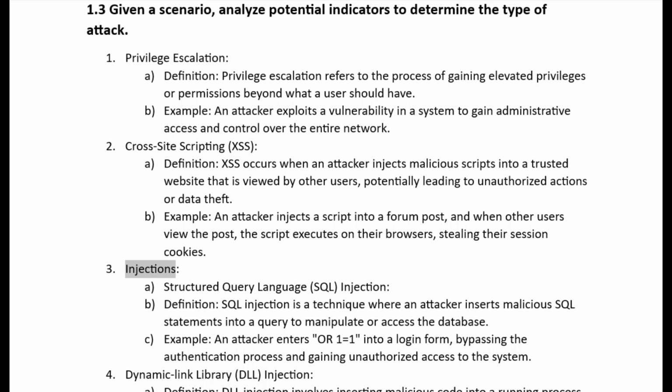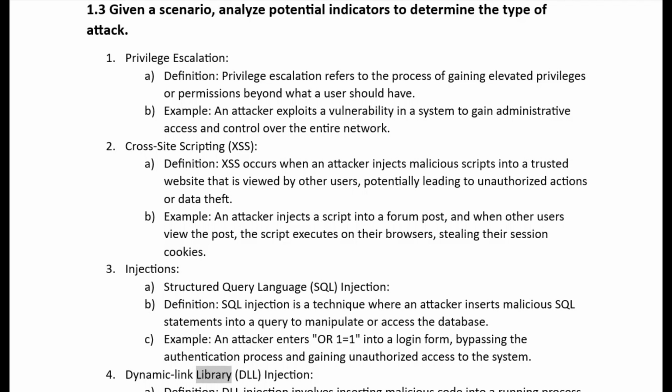Injections. Structured query language, SQL, injection. Definition: SQL injection is a technique where an attacker inserts malicious SQL statements into a query to manipulate or access the database. Example, an attacker enters ' or 1=1 into a login form, bypassing the authentication process and gaining unauthorized access to the system.